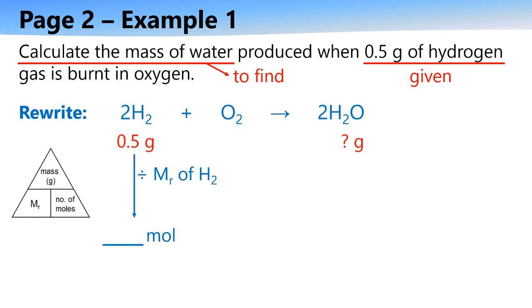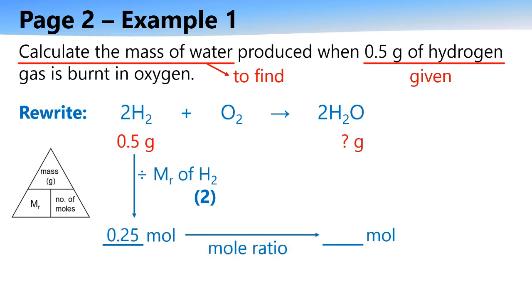So 0.5 divided by the Mr of hydrogen. What is the Mr of hydrogen? If you refer to the periodic table, hydrogen is 1, so H2 would be 2. So it will be 0.5 divided by 2, and I'll get 0.25 moles. Alright, next. Now I have moles, so I can use the mole ratio to compare how many moles of water I get.